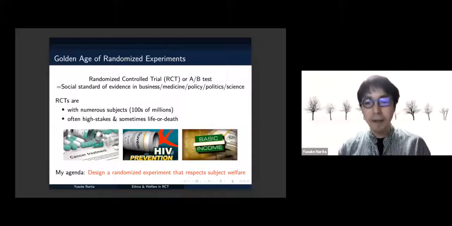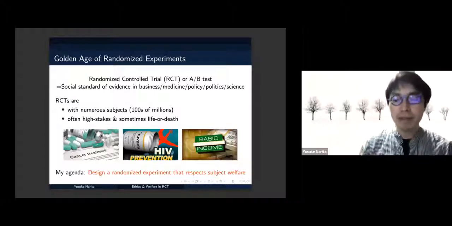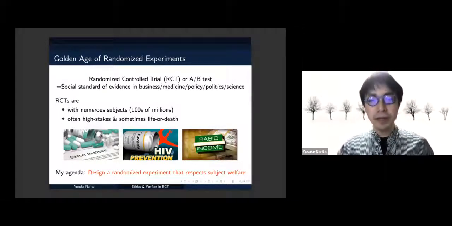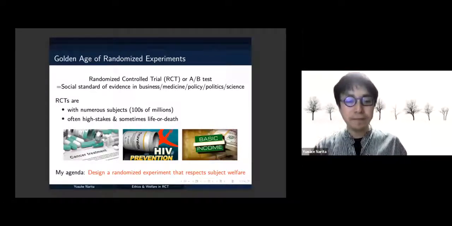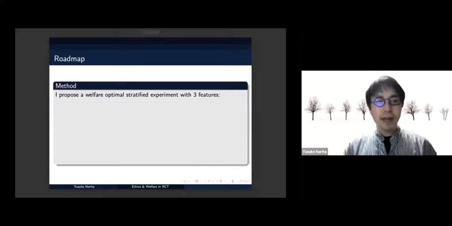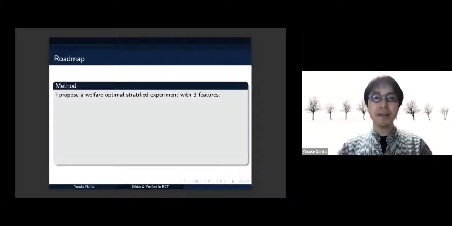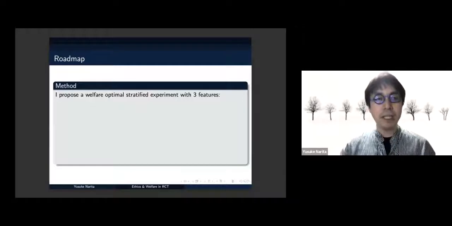Given this high-stakes nature, what I'm going to try to do today is to provide a design of a randomized experiment that can improve the welfare of participating experimental subjects while producing enough experimental information to do causal inference and impact evaluation. More specifically, I'm going to use a microeconomic model or a mechanism design framework to derive a Pareto optimal stratified experiment, so to speak, with the following three features.